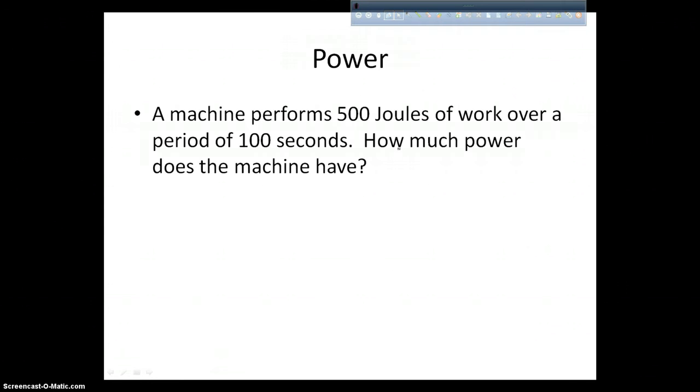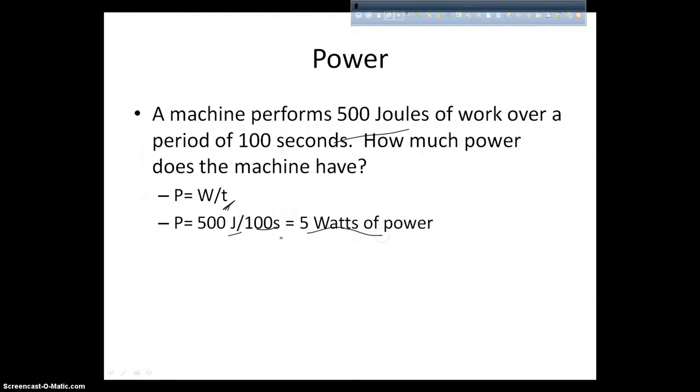Alright, pause the video real quick and do this problem. If a machine performs 500 joules of work over a period of 100 seconds, how much power does the machine have? Well, all we have to do is take the work, which they actually gave us, 500 joules, divide it by the time. 500 divided by 100 seconds is 5 watts of power. Notice that time always has to be in seconds, which it is in this particular problem.